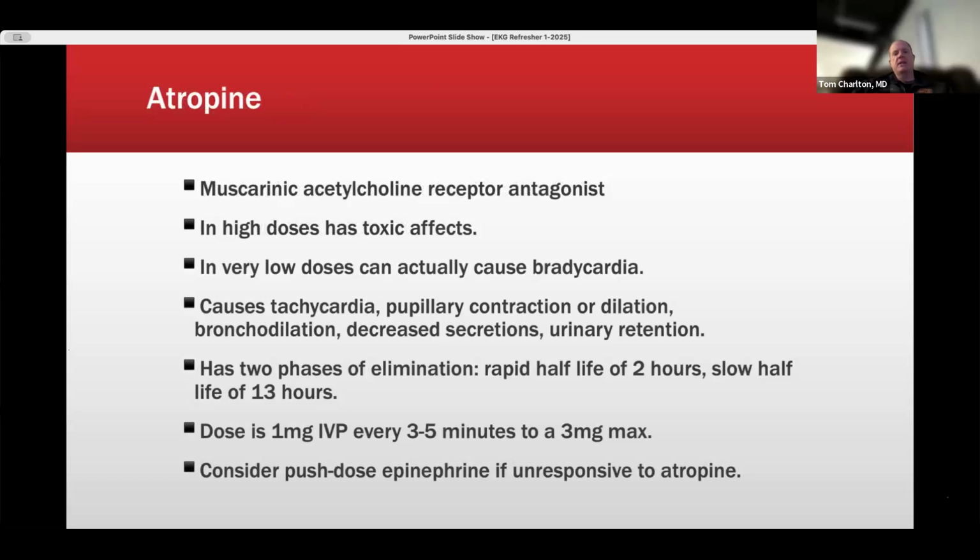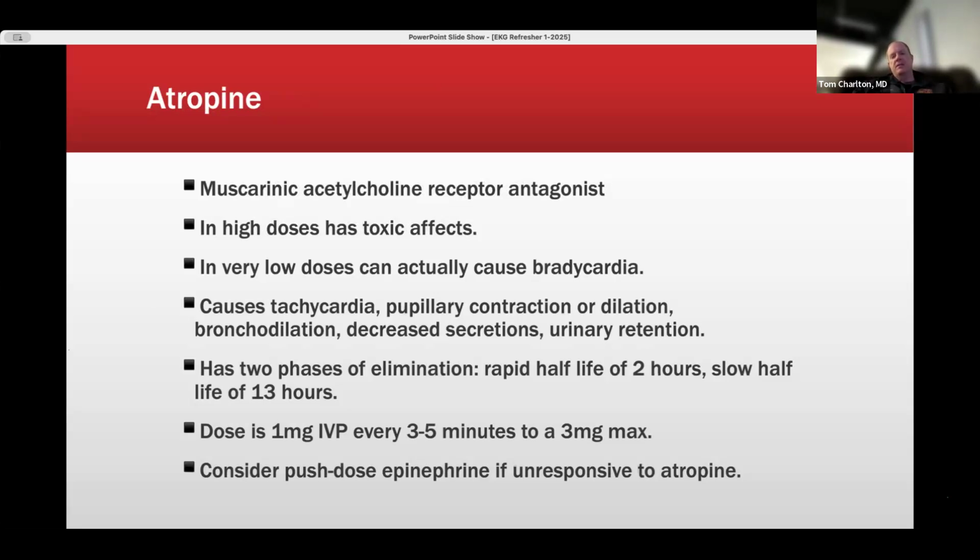So atropine is, again, one of the first-line treatments. It's a muscarinic acetylcholine receptor antagonist. And essentially what this does is it tells your heart to ignore your parasympathetic system. And that in itself speeds things up. So on its own, it will cause tachycardia. It can cause pupil changes, dry mouth, urinary retention. Initial dose is 1 milligram IV push every 3 to 5 minutes until you get up to 3 milligrams.